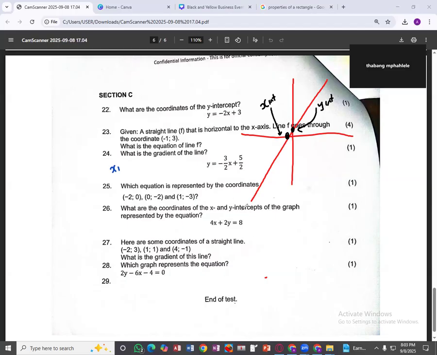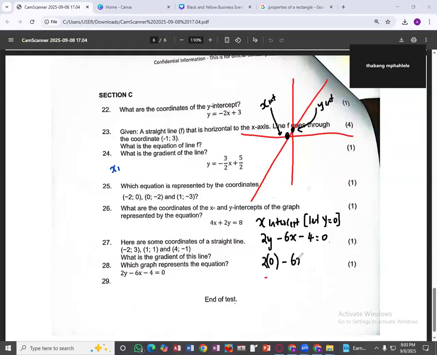So let's start with the x-intercept. Don't forget to find the x-intercept. We always let the other variable be 0. We let y be 0. So you've got 2y minus 6x minus 4 equals to 0. So let y be 0. 2 into 0. Where there is y, we put 0.